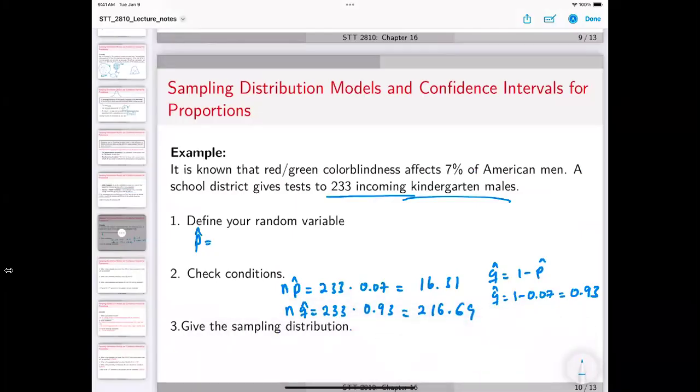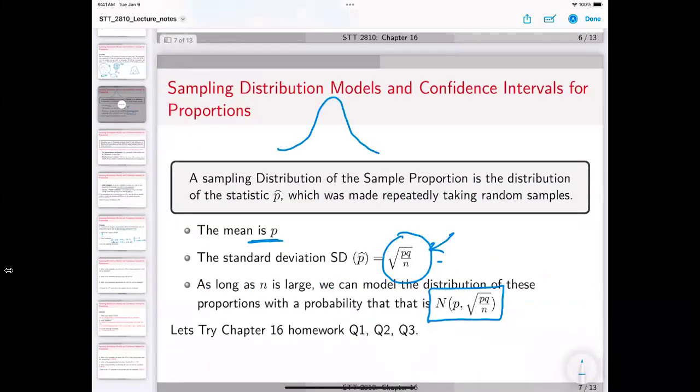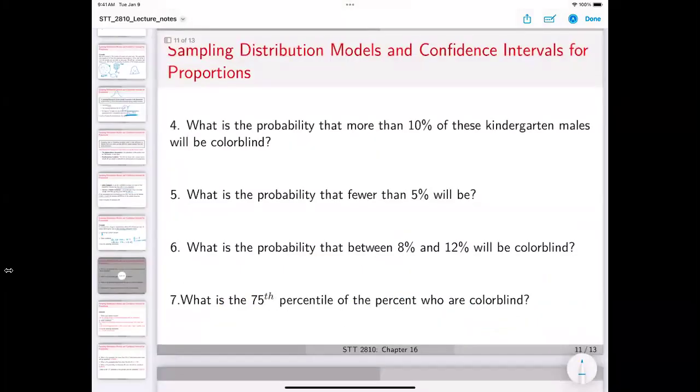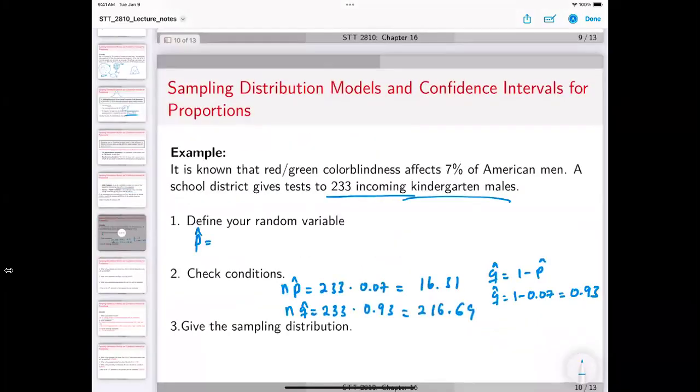Give the sampling distribution. Remember what we learned from here. What is a sampling distribution? This is a sampling distribution. Is that okay? Does that make sense? This is a sampling distribution. And so when you are asked to find a sampling distribution, it means that we know the mean is p. So the mean is going to be 0.07. And then let's try to find the standard deviation of p hat.